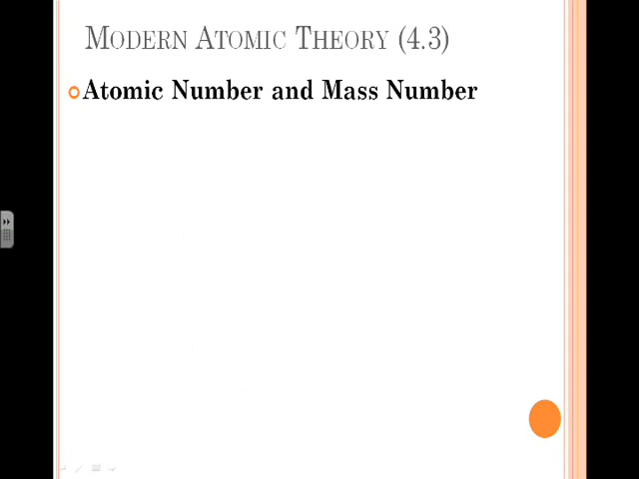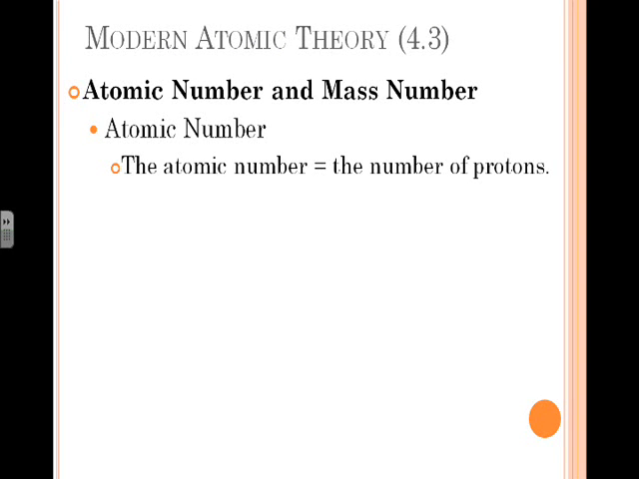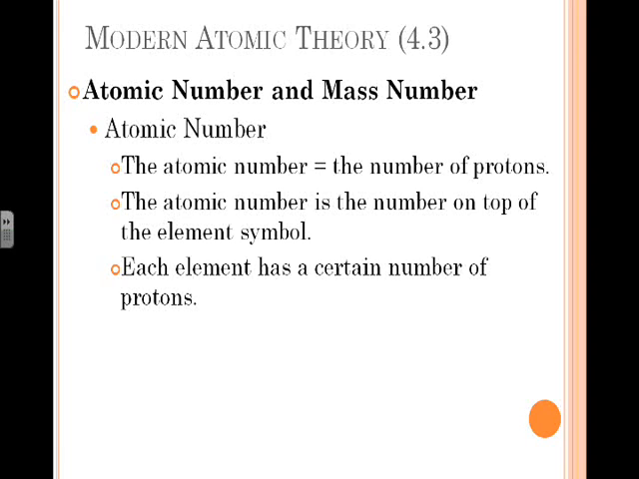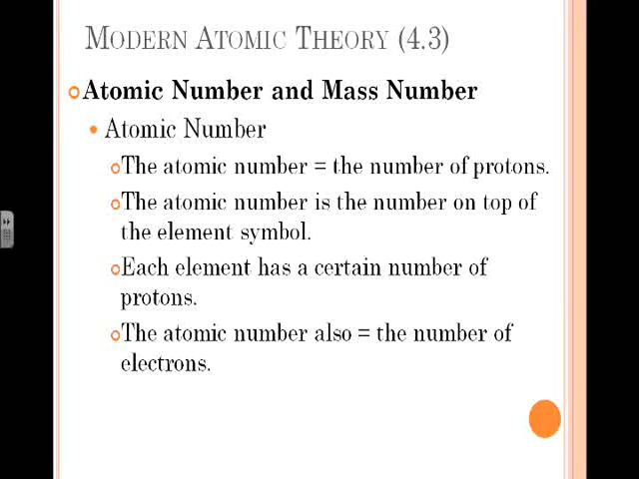Now, I told you that you were going to know how to determine how many protons, neutrons, and electrons an element has, and we're going to do that right now. The atomic number is one of those numbers you see in the boxes in the periodic table, and it equals the number of protons. The atomic number is the number on top of the element symbol, and I'm going to give you a picture in just a moment so we can look at it together. Each element has its own number of protons. We've already talked about this. The atomic number also equals the number of electrons. So that number on top of the element symbol is the protons and the electrons.